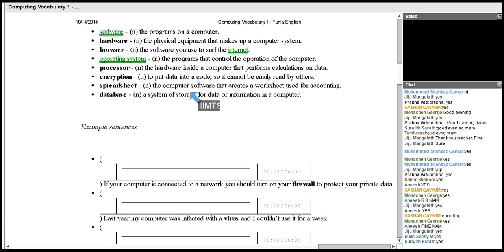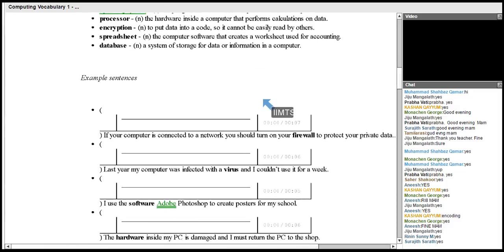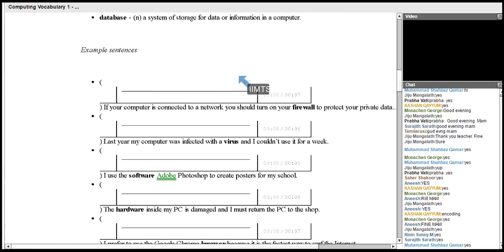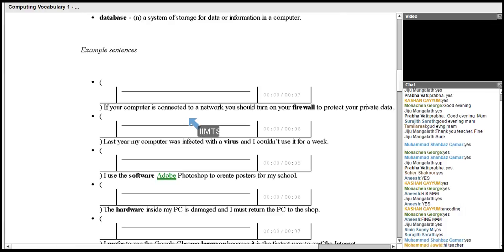Now, spreadsheet is computer software that creates a worksheet used for accounting. Fine. And database is the system of storage for data or information in a computer. Now, if your computer is connected to a network, you should turn on your firewall to protect your privacy. These are the sentences associated with the vocabulary I have taught you.